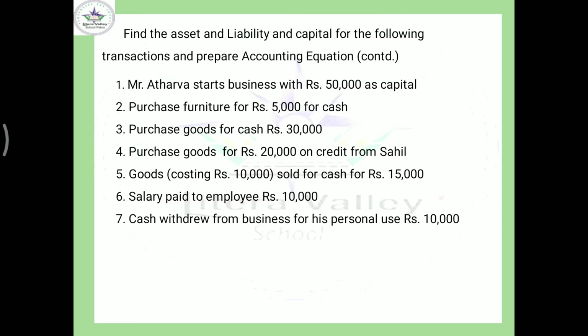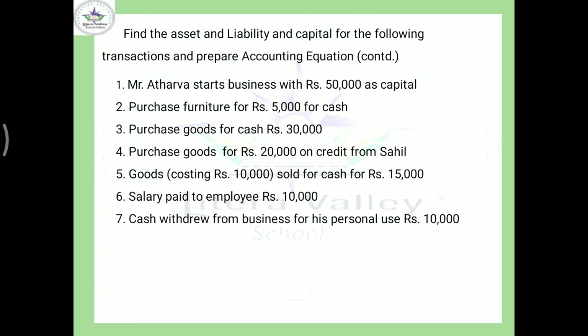Now I am going to explain to you the effect of each individual transaction, how it will appear in the accounting equation. So first let me discuss the number one transaction. Mr. Atharv starts business with rupees 50,000 as capital. Now I think you have got the concept. It has been injected in your mind what the effect of this type of transaction is, isn't it? I think so. You have got the concept.